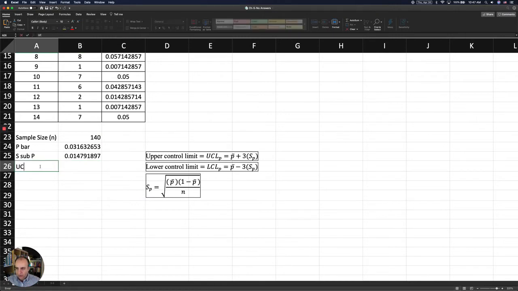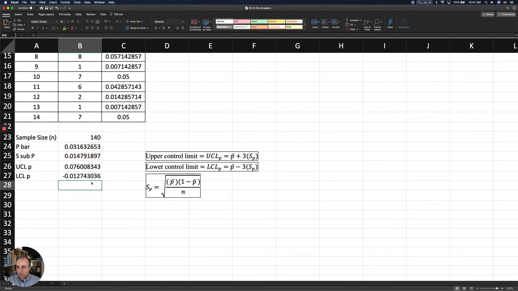Now I can go ahead and use these two formulas to calculate UCLP and LCLP. So for UCLP, I know that my formula is P bar plus 3 times S sub P. P bar is right here, plus 3 times S sub P. So my formula is going to be B24 plus 3 times B25. This is P bar. This is S sub P. And my formula for LCL is going to be exactly the same formula with a minus sign. So it's going to be P bar minus 3 times S sub P. Okay, so B24 minus 3 times B25 will give me my LCL.